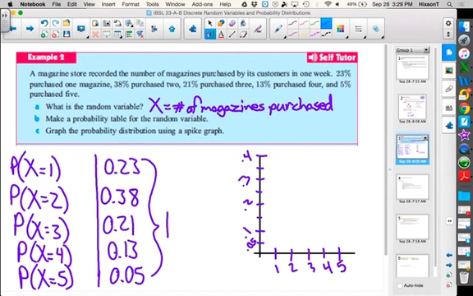Okay? So 1, 2, 3, 4, 5, that's always the horizontal axis. And then basically, again, you're just doing a scatter plot and drawing a vertical line straight down to the x-axis. So at 0.23, that's going to be almost up to 0.25, so about right there. And then we just draw it straight down. Okay? 0.38 is almost all the way up to the top. So there's 0.38. Okay? 0.21 would be a little lower than 0.23. Okay, then we had 0.13, just below 0.15.